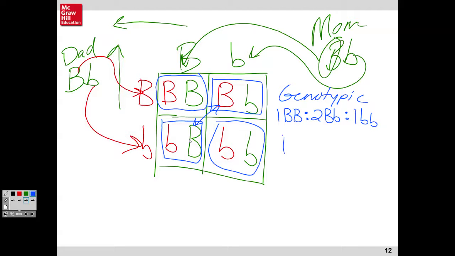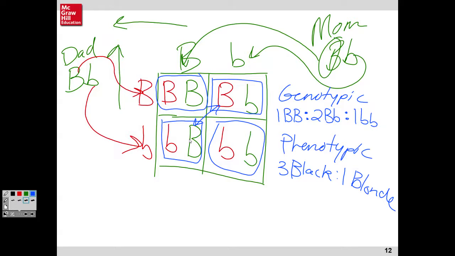So when we report the phenotypic ratio, we would say 3 black-haired, 1 blonde hair. In other words, it's possible for 2 parents with black hair to have a blonde-haired offspring. It's unlikely, but it's theoretically possible. Both parents need to be a heterozygote, and if both parents are a heterozygote, there is a 25% chance that any individual child would have blonde hair.